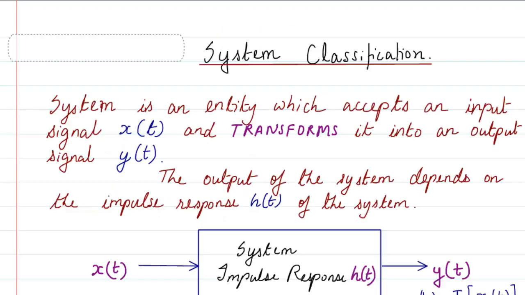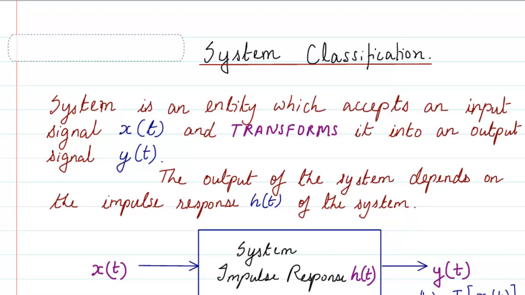Hello students. Next we are going to look into what systems are and the classification of these systems. A system is an entity or a functional block which accepts an input signal, x of t, and transforms it into a different signal and gives it as an output, y of t. Please note that the input signal is always referred to as x of t and the output signal is always referred to as y of t.